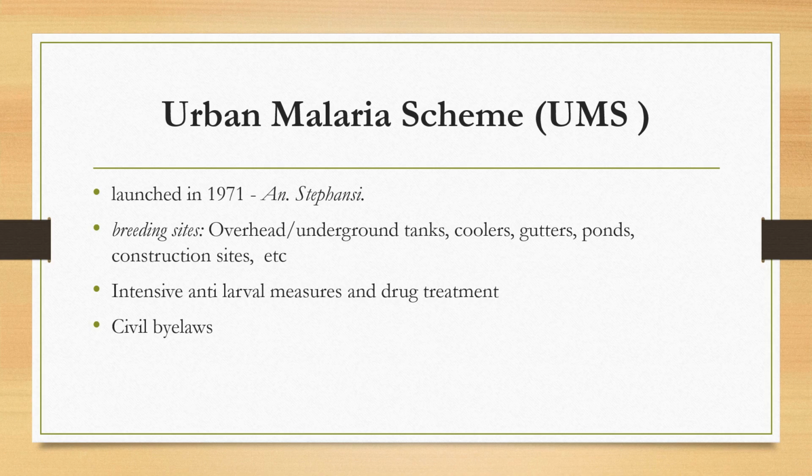So the urban malaria scheme was launched keeping these aspects in mind, and it primarily focuses on intensive anti-larval measures followed by drug treatment. Its primary focus is on anti-larval measures, that is chemical control of the overhead tanks or underground water tanks, use of larvicides, and use of larvivorous fish for ponds and gutters. And for construction sites, there is implementation of strict civil bylaws, which means that laws are enacted and strict monitoring is done to avoid waterlogging in construction sites, and the laborers are regularly screened for being carriers of malaria parasite.